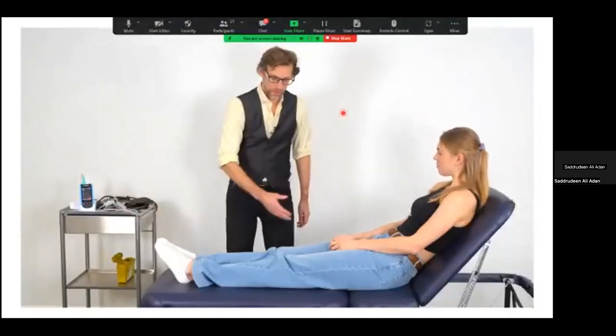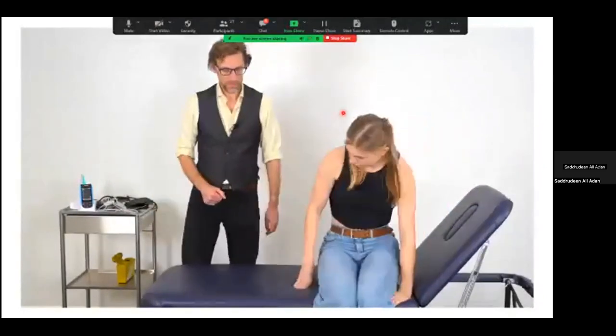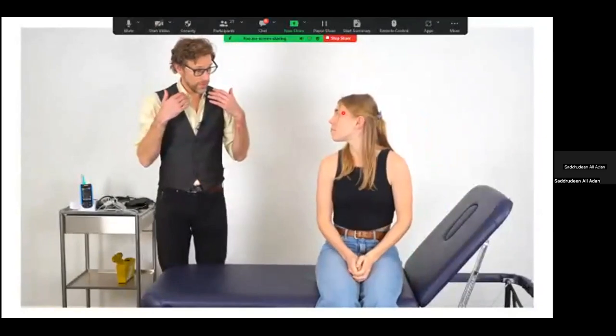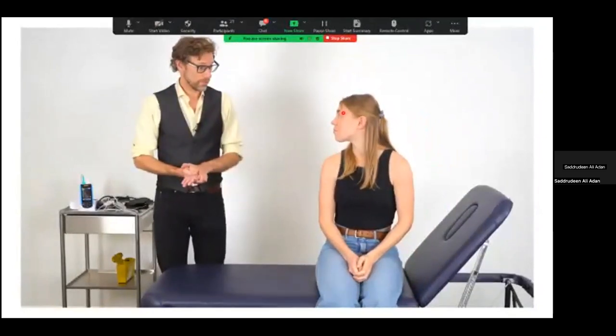Okay, if I could, you swing your legs forward and sit that way. I'm now going to put my hands on your neck, if that's okay, and we're going to see if we can find any lumps. So it's checking for lymphadenopathy.